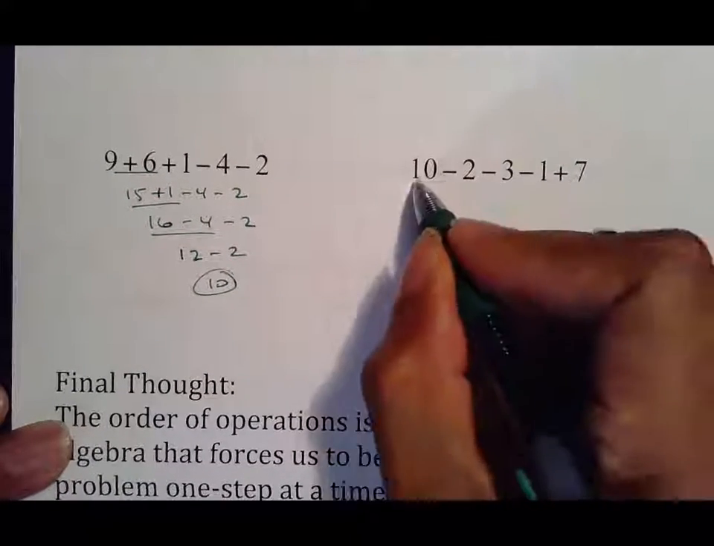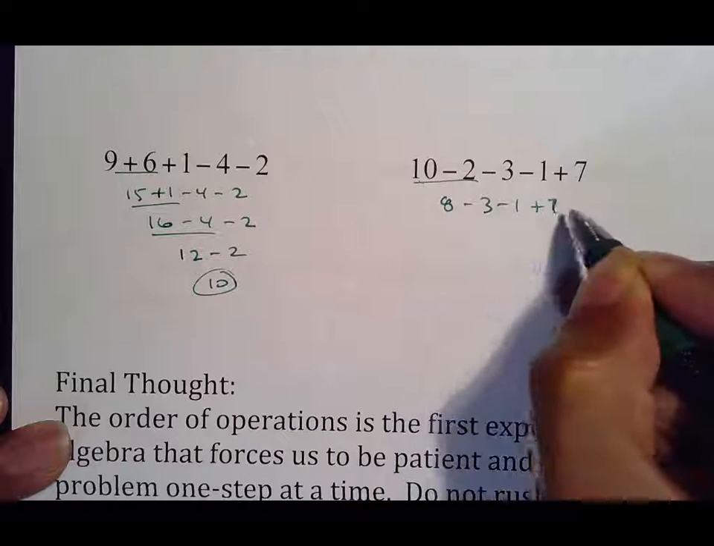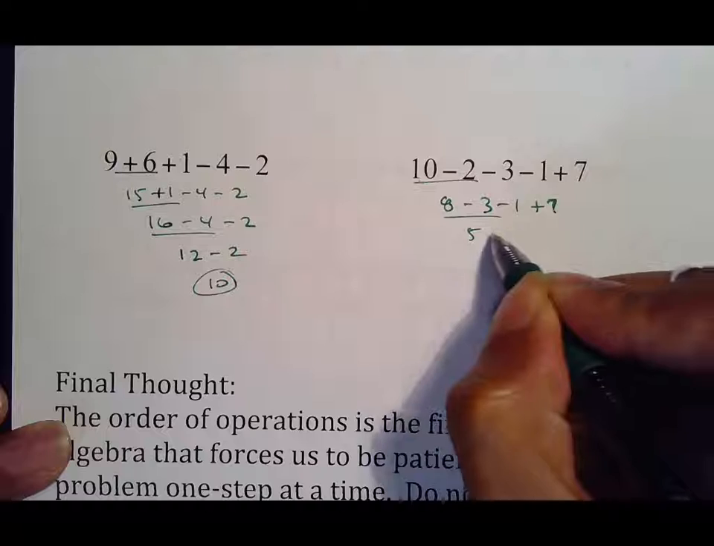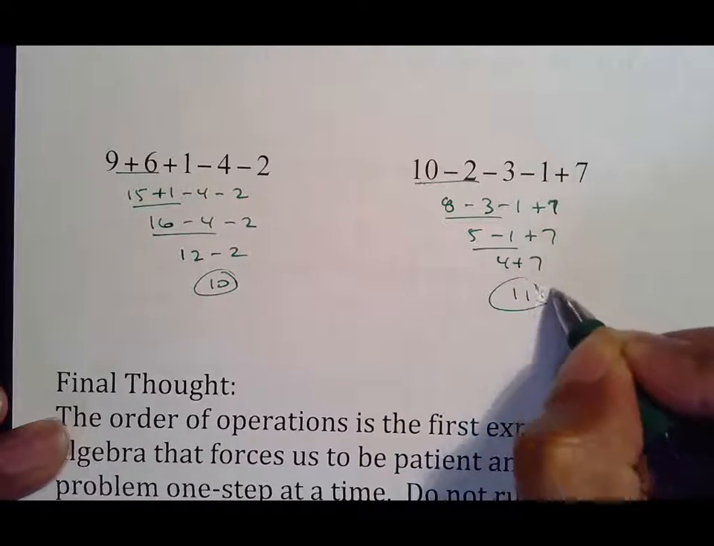On this one, these are all low-level operations. 8 minus 3 minus 1 plus 7. 5 minus 1 plus 7, 4 plus 7, 11.